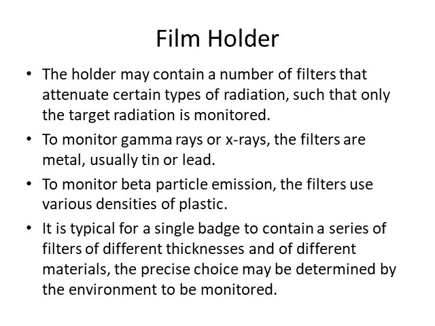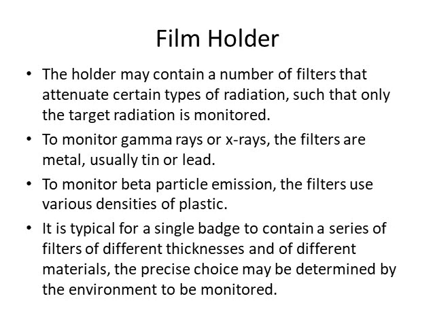The second important portion of the film badge dosimeter is the film holder. It is nothing but a simple plastic case. It may contain a number of filters to attenuate specific types of radiation. If we monitor one particular radiation, we have to add a specific filter to that plastic case. If we want to monitor gamma rays, the filters are made of metal, usually tin or lead. If we want to monitor beta particles, the filter may be various densities of plastics.